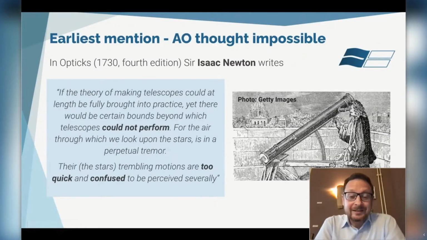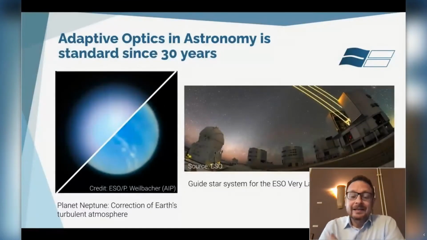Isaac Newton thought that would be impossible, even with a perfect optical instrument. He said, the star's trembling motions are too quick and confused to be perceived severally, when he talked about the atmosphere. It turned out to be possible after all.